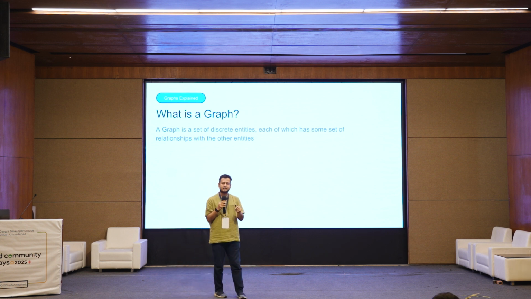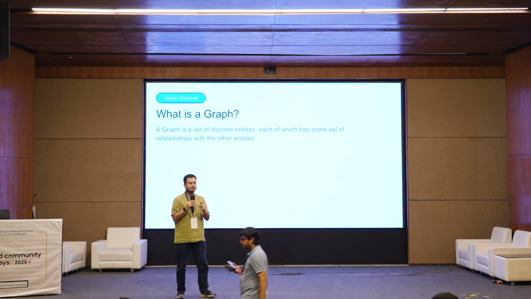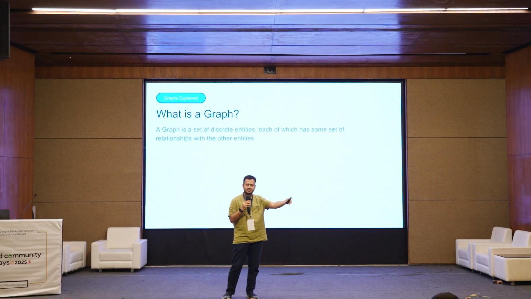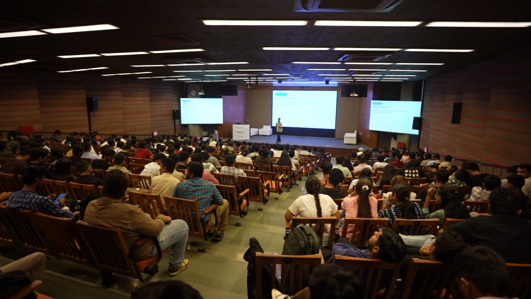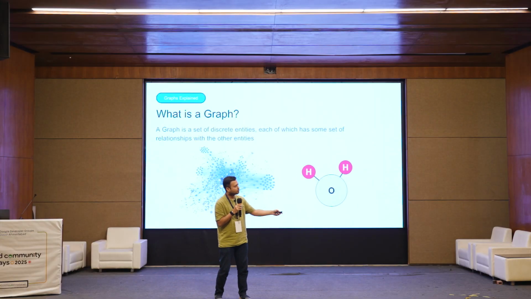So graphs are nothing else but a discrete set of entities. Each has a set of relationships between two different entities. So there are entities and there are relationships in a graph. We'll quickly move forward as well.